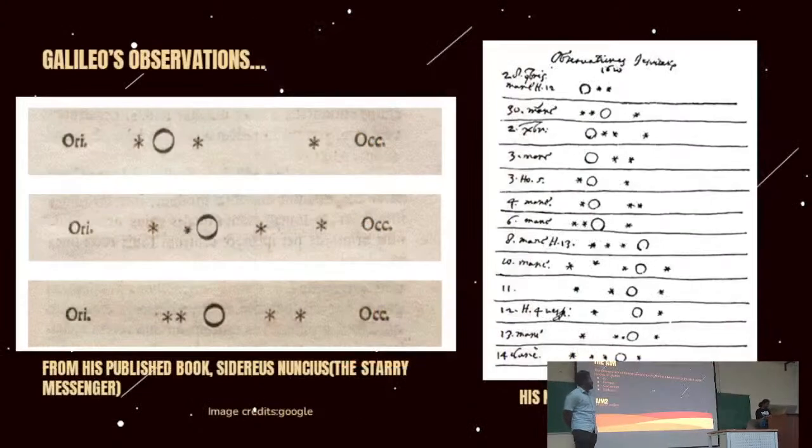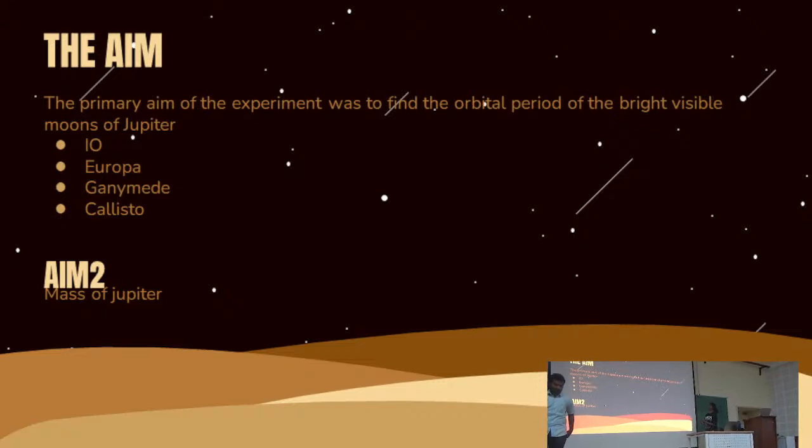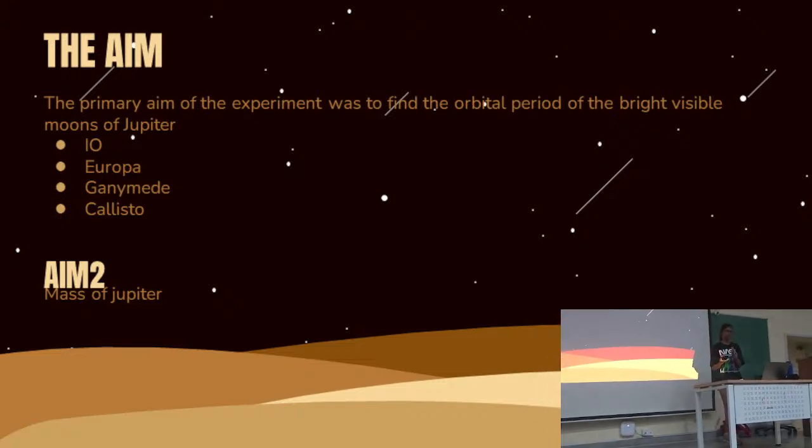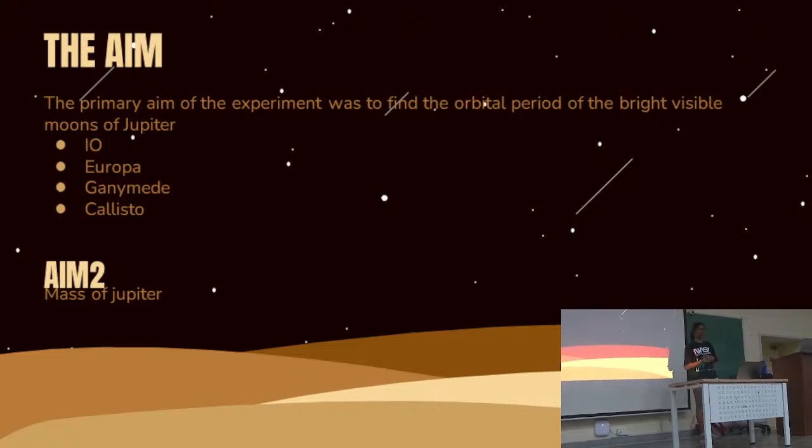Moving on to the experiment. The primary aim of the experiment was obviously to find the orbital periods of the four brightest moons, the Galilean moons that we have: Io, Europa, Ganymede and Callisto. Apart from that, we also used some theory, Kepler's law, to get the mass of Jupiter.